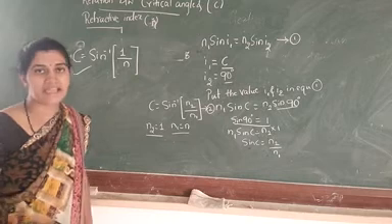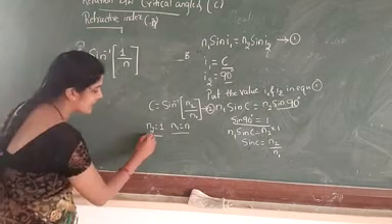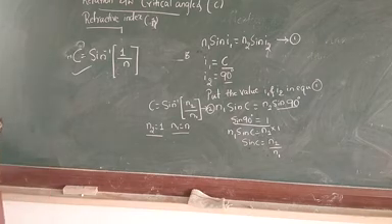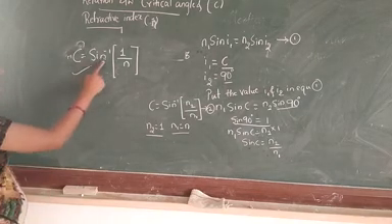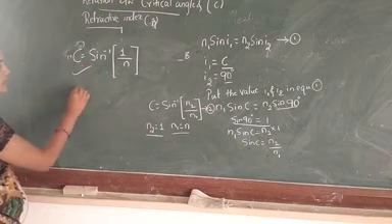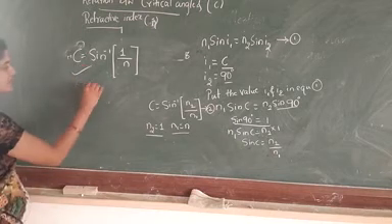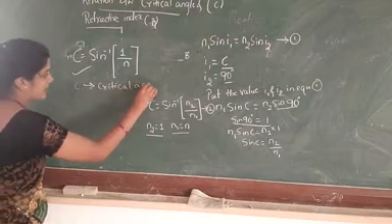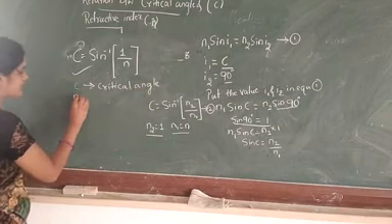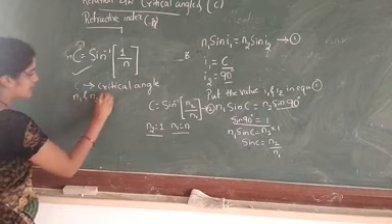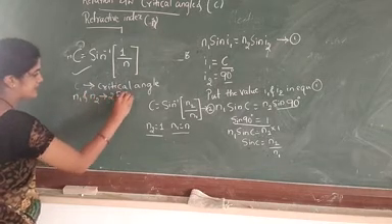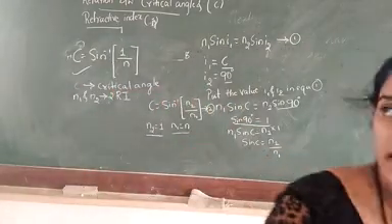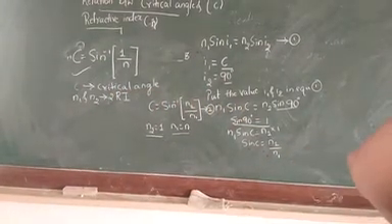Now in air or vacuum, we consider N2 equal to 1 and N1 equal to n, where N2 and N1 are the refractive indices. Therefore, C is equal to sin inverse of 1 by n. C is the critical angle, and N1 and N2 are the two refractive indices. This is the relation between the critical angle and the refractive index.